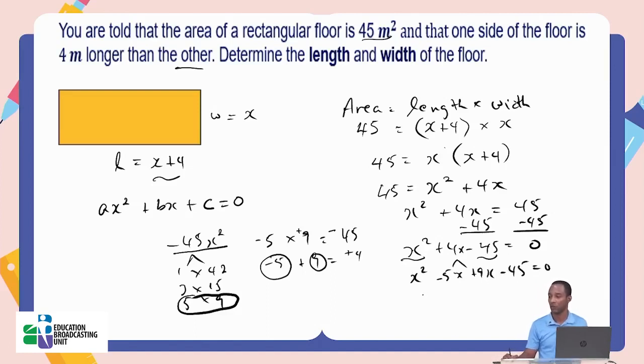Now, let us factorize this. What quantity can enter both of these? Well, x.